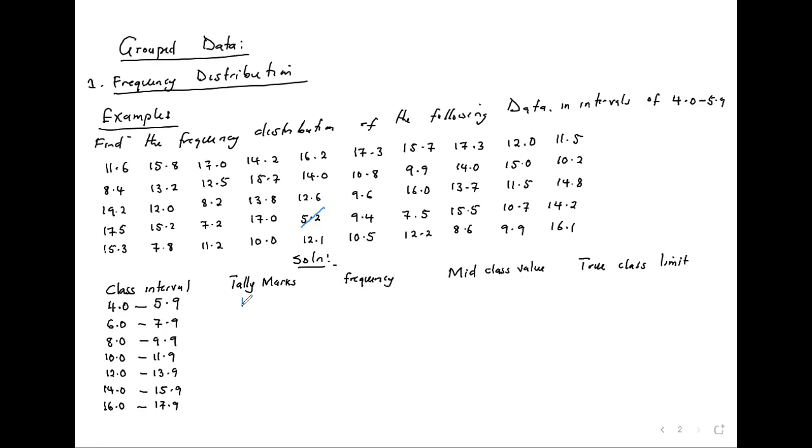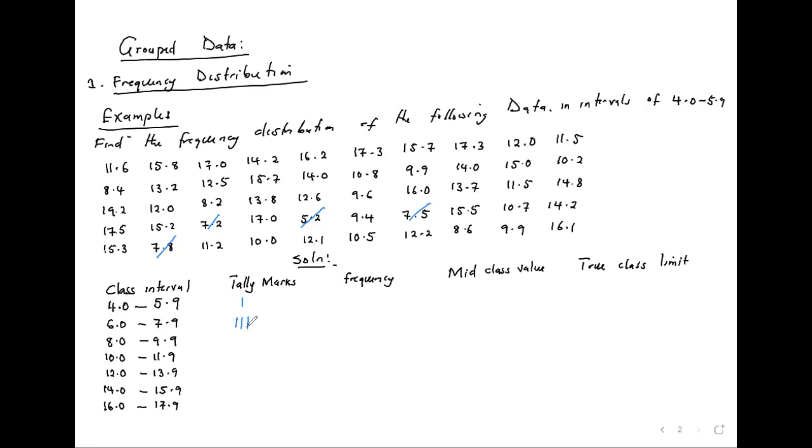Then we go to 6.0 to 7.9. The first line, nothing. 7.9, we have 7.8, 1. 7.2, 2. 7.5, 3. That's all. If you find any other, I'll come back and add.